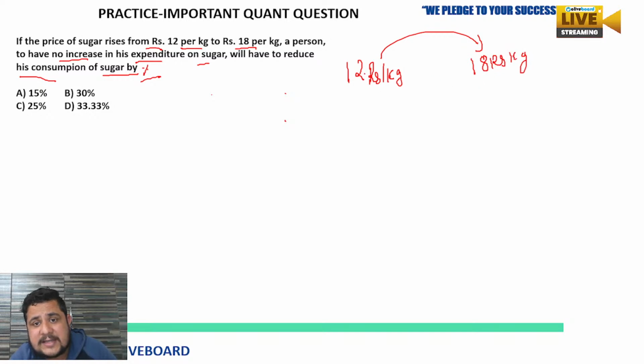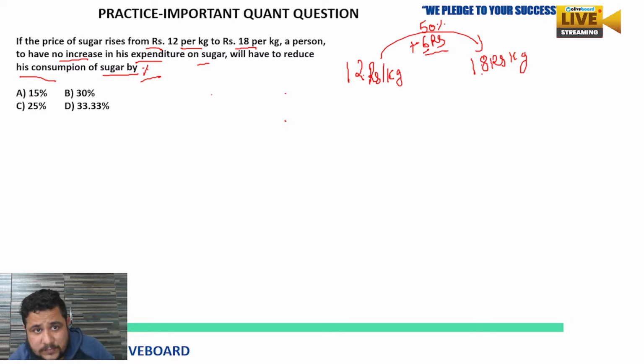So, we can easily say that from 12 to 18 means 6 rupees increase. Fine. Okay, how much? 6 rupees. And with respect to 12, now, 6 rupees is what? 50% almost. So price increased by 50%. Now what are they saying? A person to have no increase in his expenditure. So already we know that 50% price was increased. Okay, price was increased by 50%.